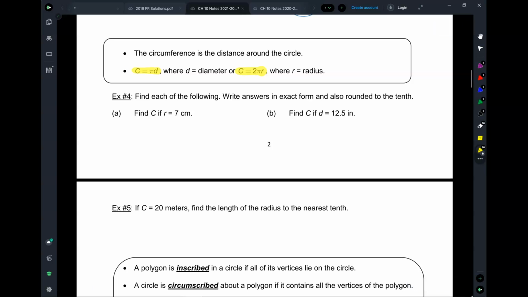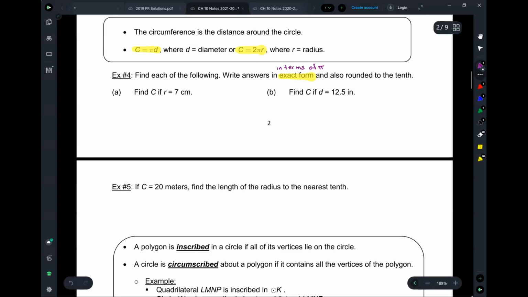Now, find each of the following, and write answers in exact form and also rounded to the tenth. If you put it in exact form, this will be in terms of pi. We really should have done this lesson yesterday on Pi Day. Anyhow, next year.